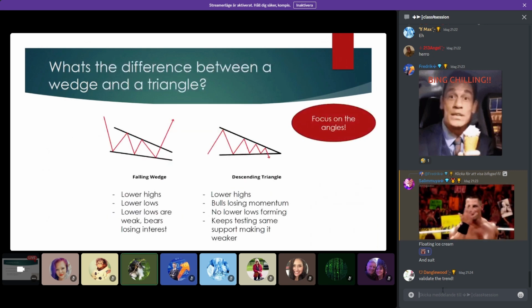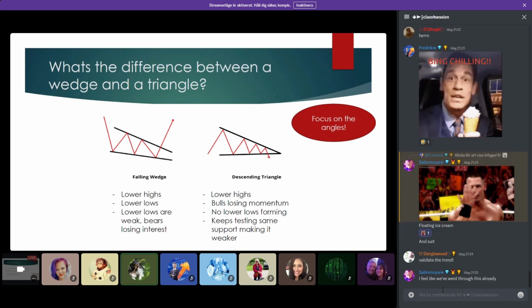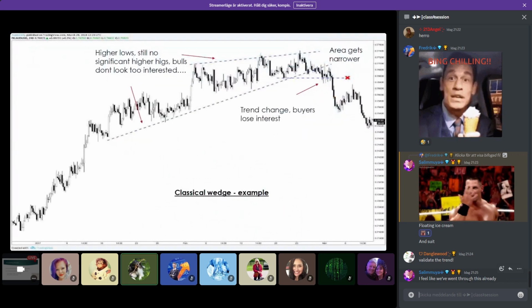And focus on the angles, because the wedges and the triangles are pretty similar. But for example, this is a descending triangle, to make things a bit harder. You see how they keep testing the support level over and over again, and no lower lows are forming. While in the falling wedge, we see these small lower lows forming, like bears have had more or less enough. But let's look at it on the chart.